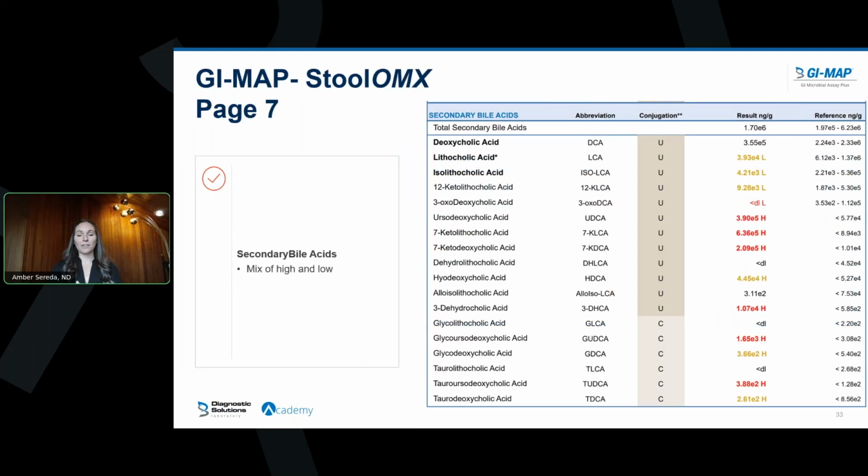And then on the second half of the middle page, the second page of the StoolOMX, we are going to see the secondary bile acids. And so you see the total number there. And I want to point out that the general trend here is low, but we are seeing some of the secondaries high. And I just want to point out a couple specific ones here. So we see UDCA, GUDCA, and TUDCA. And these are all hepatoprotective bile acids. So we might be seeing some shunting towards like a repair pathway, possibly in response to mucosal stress or some of this microbiome dysfunction.